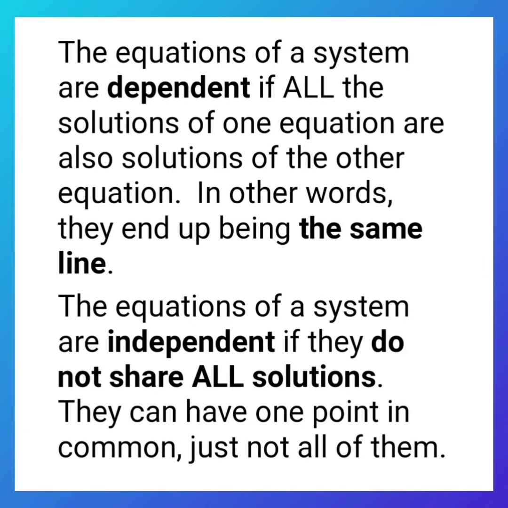Now, let us talk about the dependent nature of the system. The equations of a system are dependent if all the solutions of one equation are also solutions for the other equation. In other words, they end up being the same line. The equations of a system are independent if they do not share all solutions. They can have one point in common, just not all of them. Such equations are called an independent system.